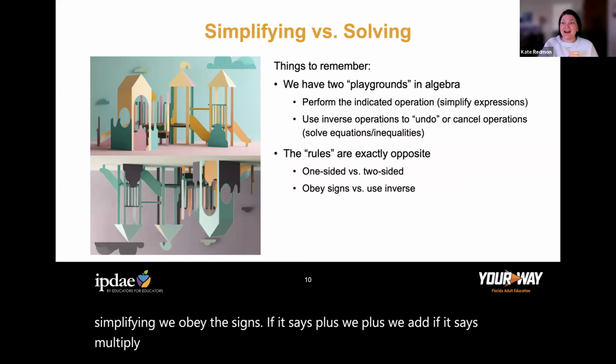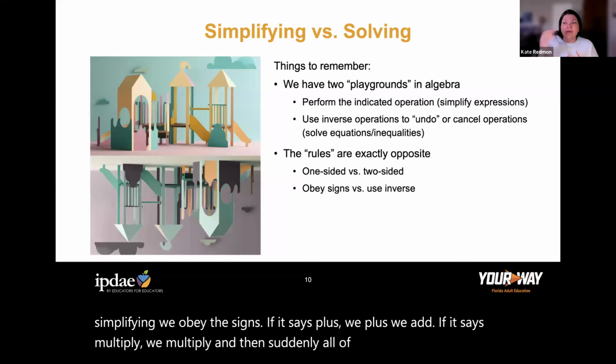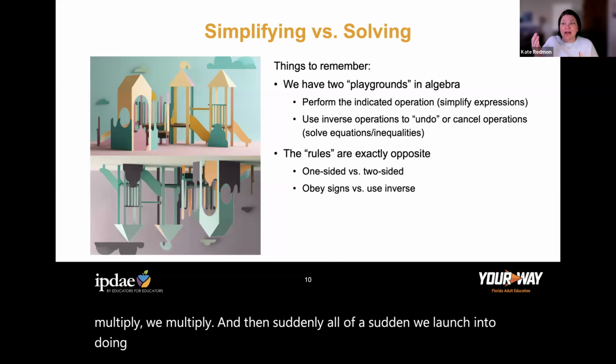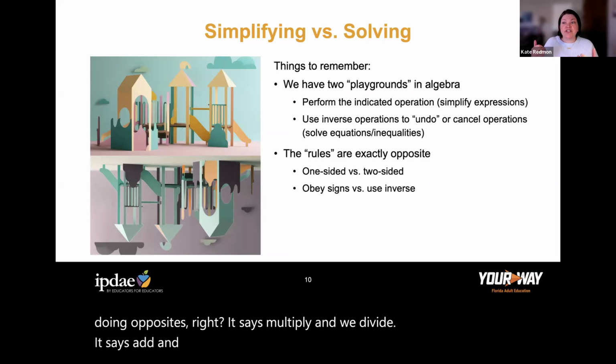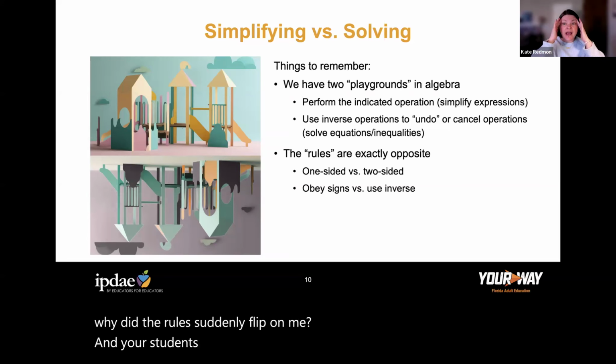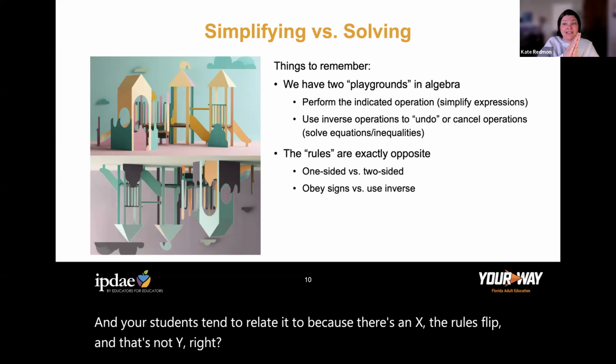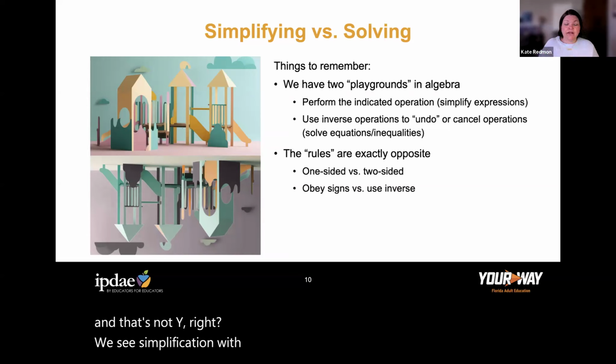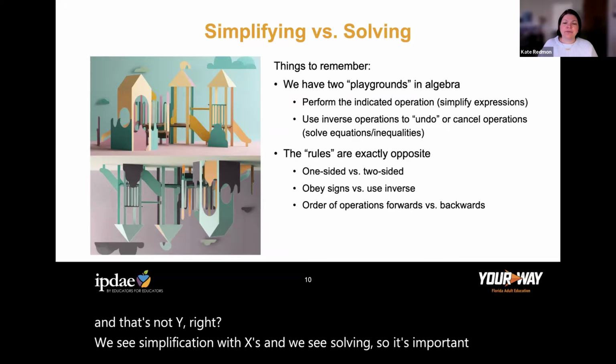And then suddenly, all of a sudden, we launch into doing opposites, right? It says multiply and we divide. It says add and we subtract. And that's a real brain shift for students. Like, why did the rules suddenly flip on me? And your students tend to relate it to because there's an X, the rules flip. And that's not why, right? We see simplification with X's and we see solving. So it's important that they understand what they're doing.